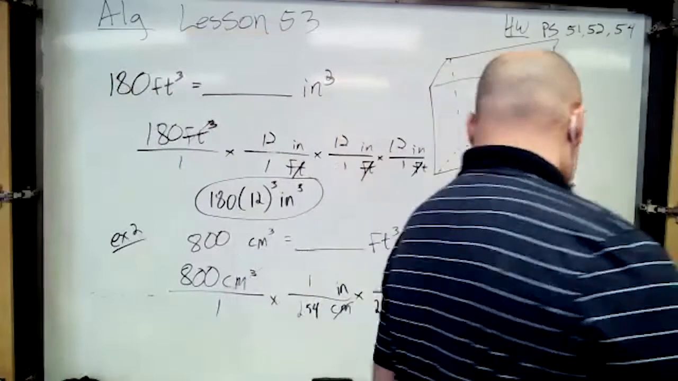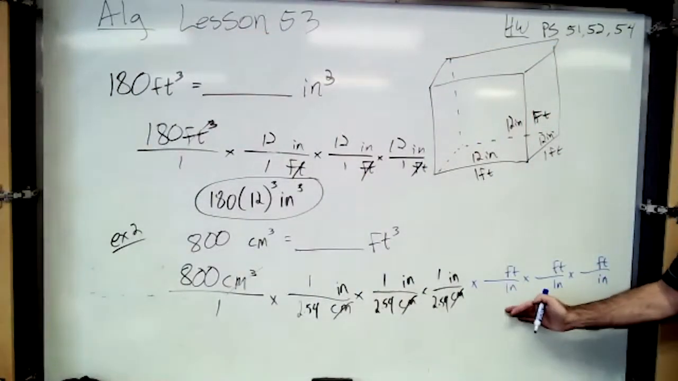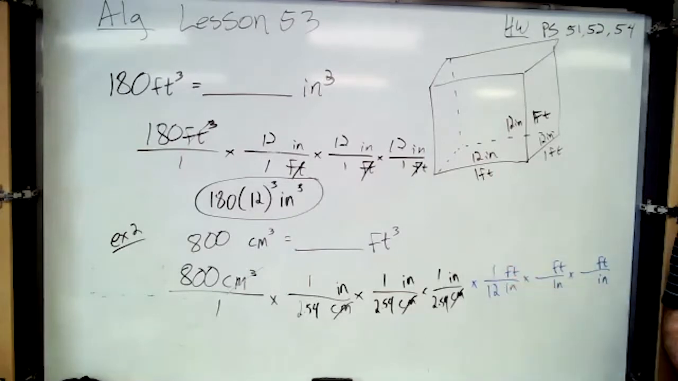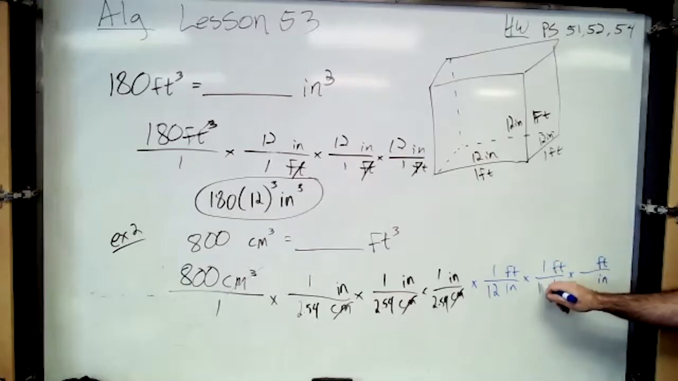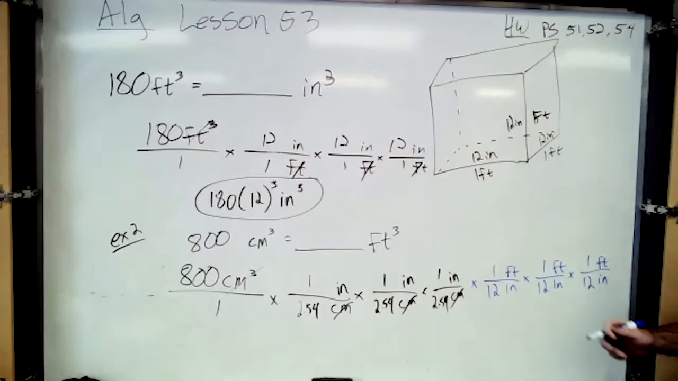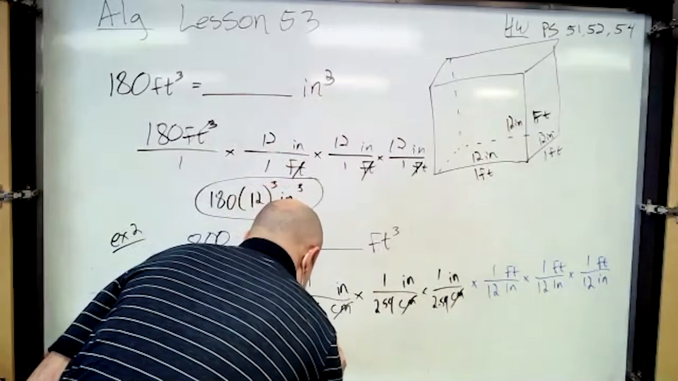All right, so what numbers go here? Feet and inches. What will make this 1? 12 inches under 1 foot. So make sure that 1 goes with the feet, and the 12 goes with the inches. All right, now we have this mess as an answer, but that's okay.